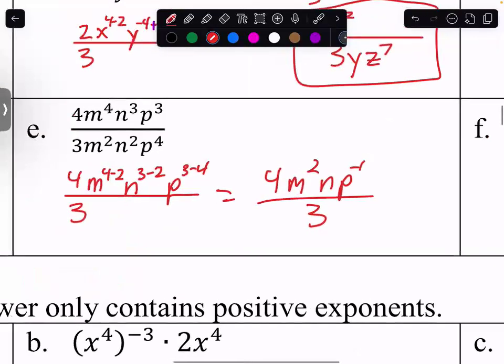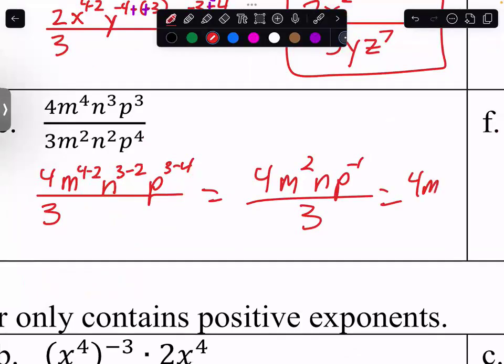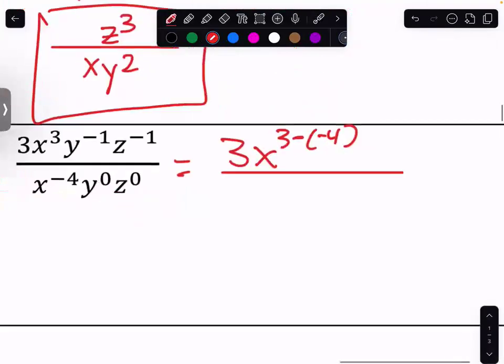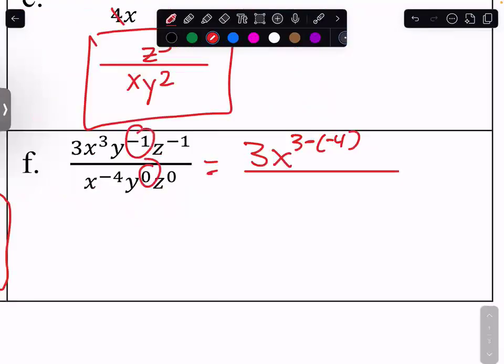Okay, so the p has a negative exponent, so that'll move down to the denominator. Okay, and then over here, let's see, the 3 has nothing to affect it. For the x's, 3 minus -4. For the y's, again, you could do -1 minus 0. But y to the 0th power we know is 1, right? So subtracting 0 doesn't change the value anyways.